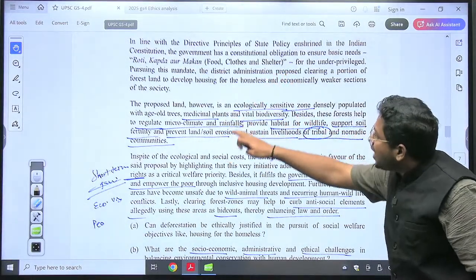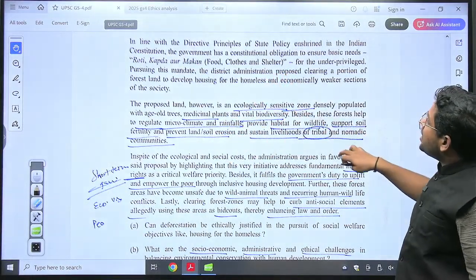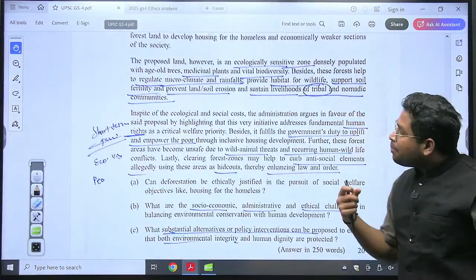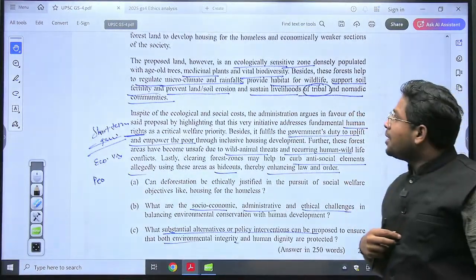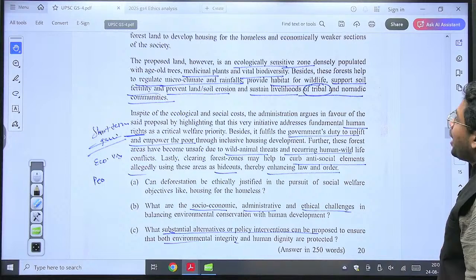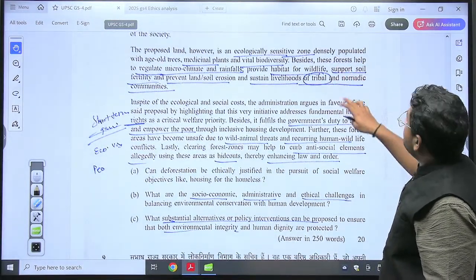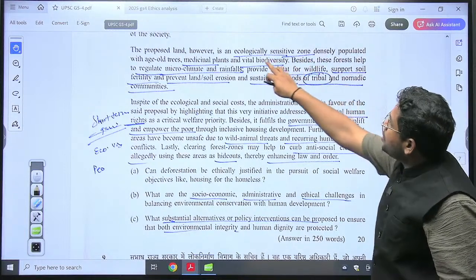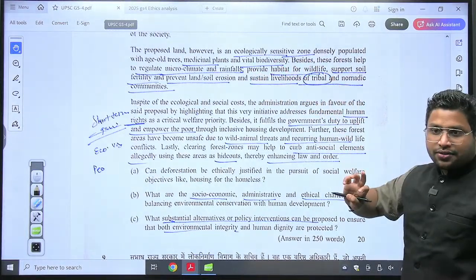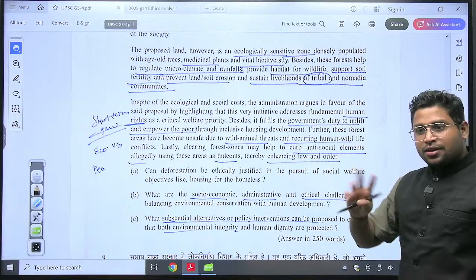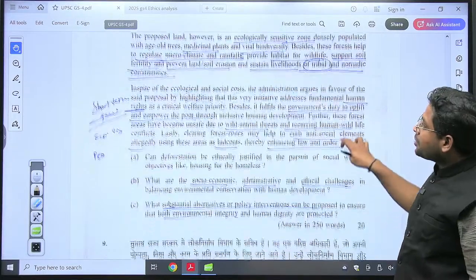The proposed land, however, is an ecologically sensitive zone, densely populated with the age-old trees, medicinal plants, and vital biodiversity. Besides, these forests help to regulate this. Okay, same continued. So they are saying this area is ecologically sensitive. Again, development versus this environment part coming into picture.